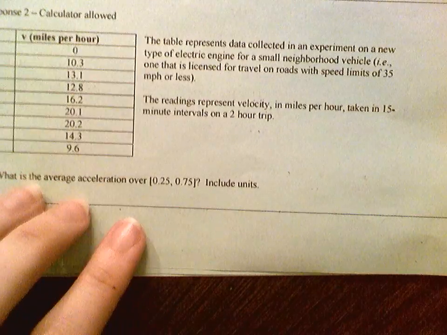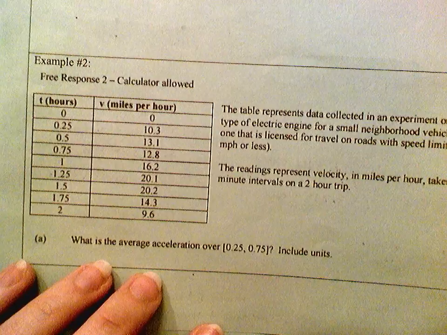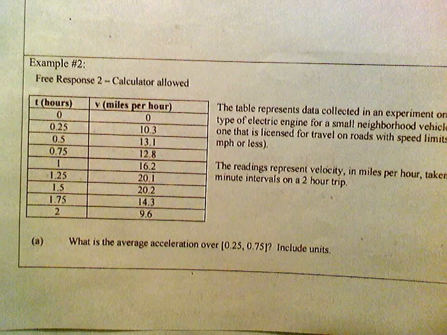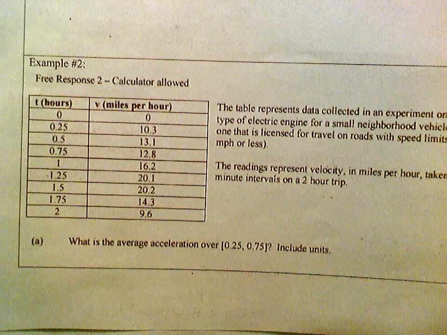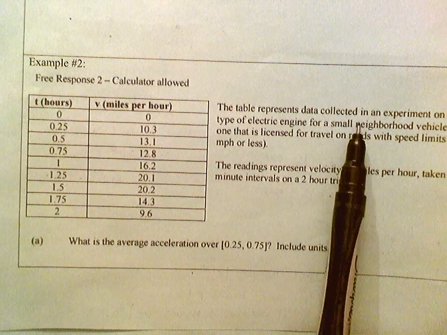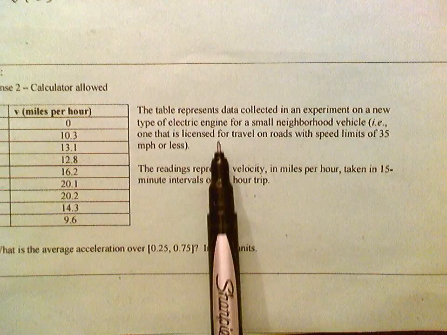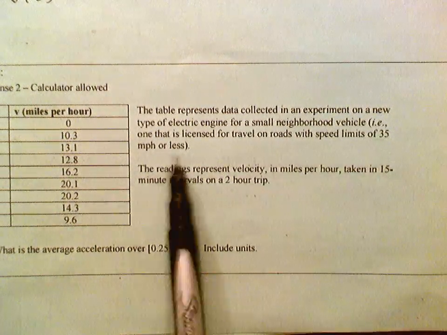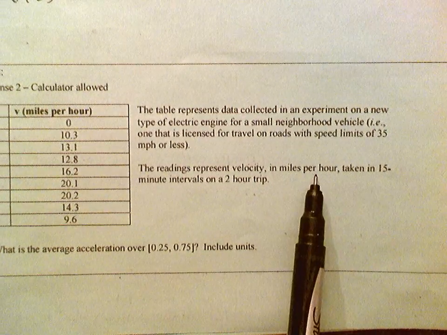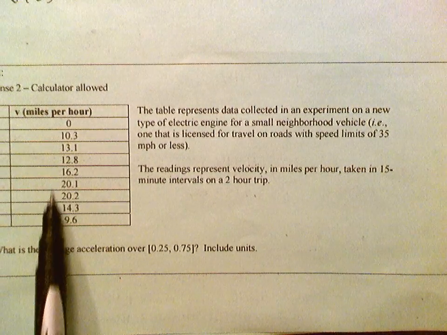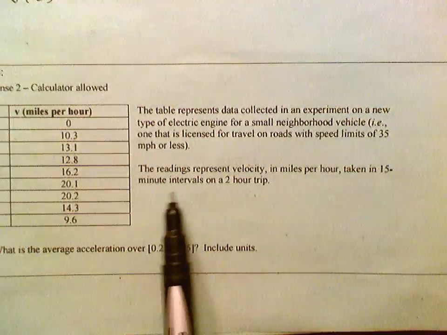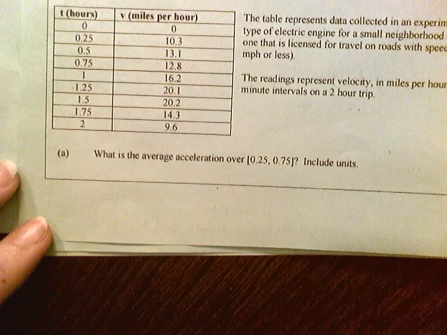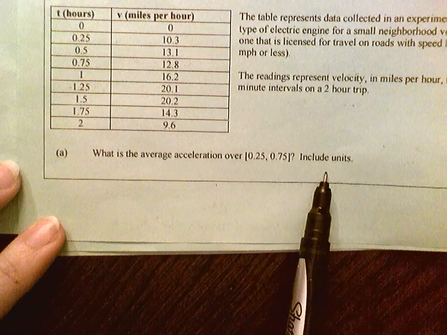Now let's do this one last example of the unit. I don't think that this was an AP problem, but it says free response there. And we can use our calculator. So the table represents data collected in an experiment on a new type of electric engine for a small neighborhood vehicle, one that is licensed for travel on roads with speed limits of 30. The readings represent velocity in miles per hour, taken in 15-minute intervals on a 2-hour trip. What is the average acceleration over that interval and include units?